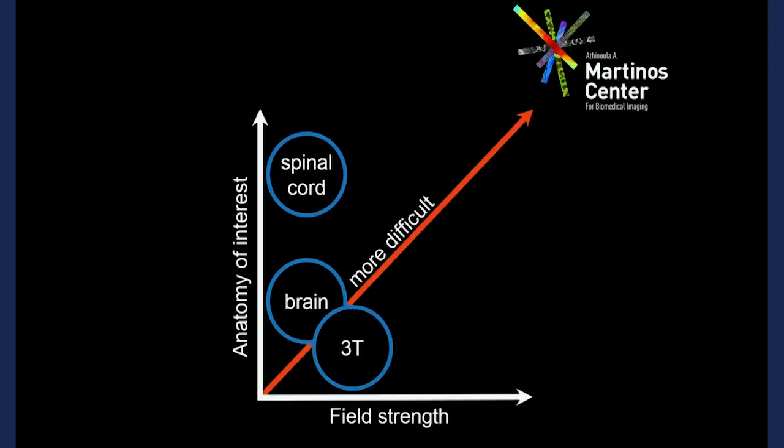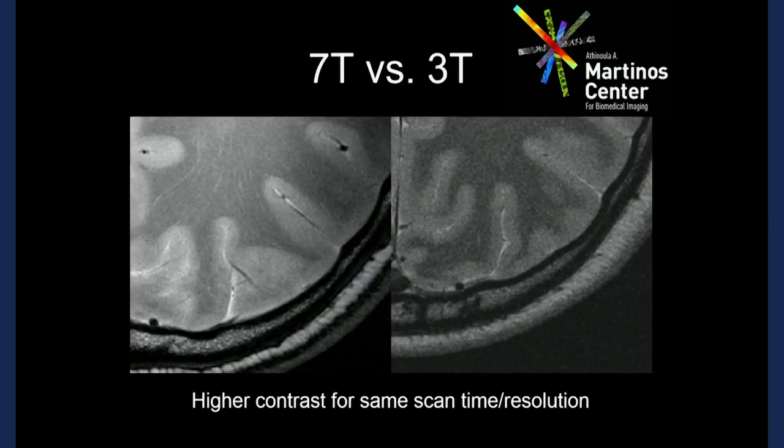So at 3 Tesla, which is a very standard clinical field strength, it's hard. But then at 7 Tesla, this is that almost 200,000 times the Earth's magnetic field that I'm playing at, it's even more difficult. These problems are exacerbated by the higher fields. So if you say, well, why would we want to do 7 Tesla? Well, basically, the images can be much, much better. Here's an example in the brain, you can have higher contrast for the same scan time and resolution.